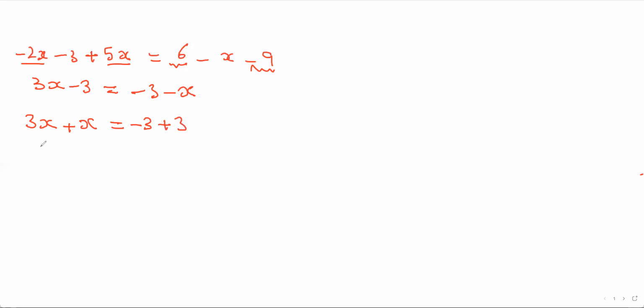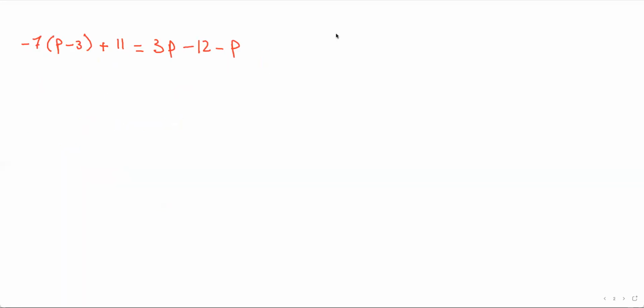And now we got 3x plus x is 4x, but negative 3 plus 3 will give me 0. When you divide both sides by 4, 0 divided by any number always gives you 0, and that will be your answer. We'll move on to the next question. So this one, we're going to use the property of distribution first.